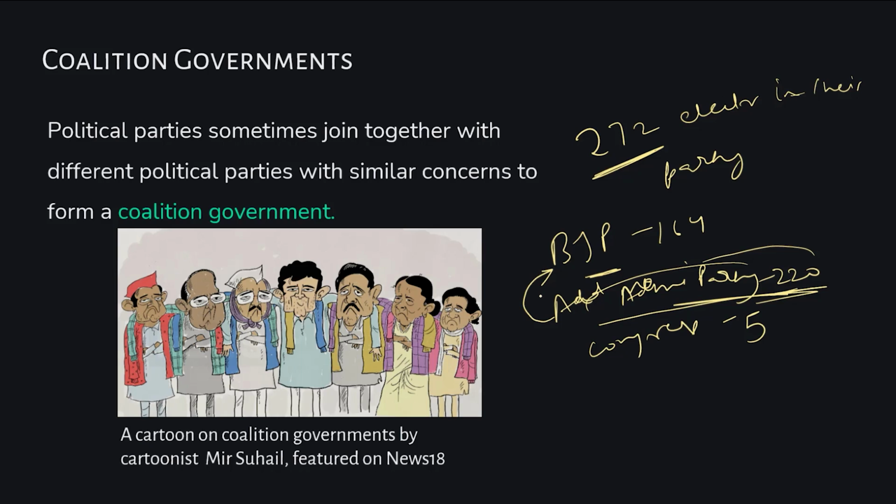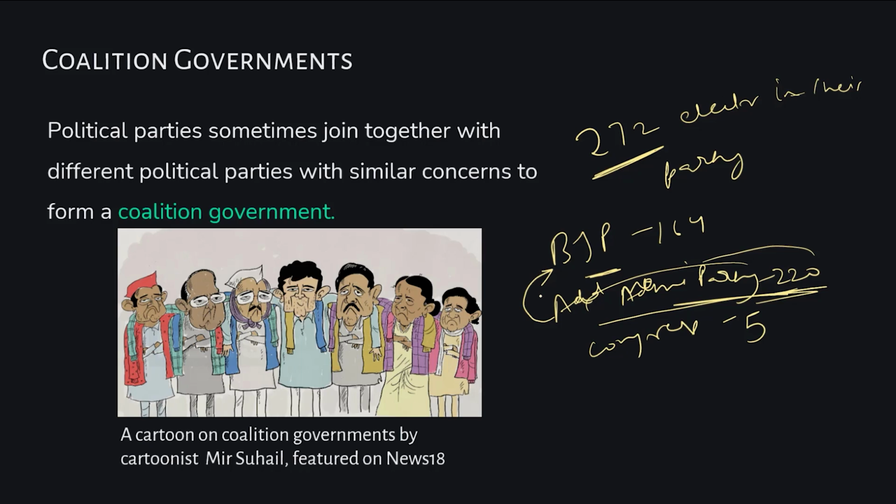So BJP and Aam Aadmi Party will come together by common consensus, and both of them will become one coalition government and they will become the ruling party. So this is what a coalition government is, where political parties sometimes join together with different political parties with similar concerns to form a coalition government.